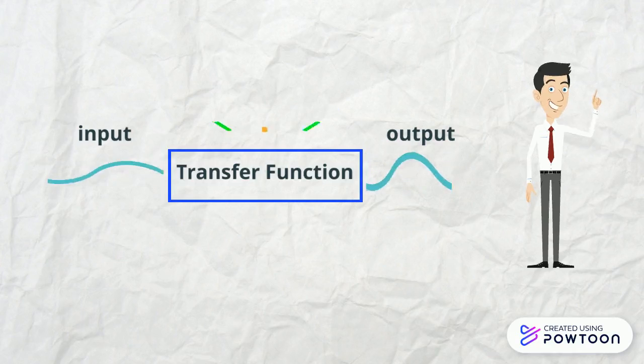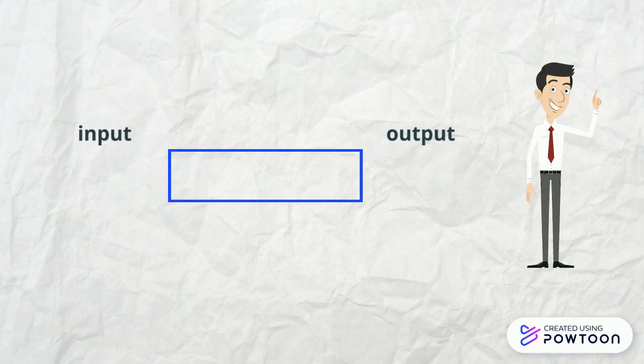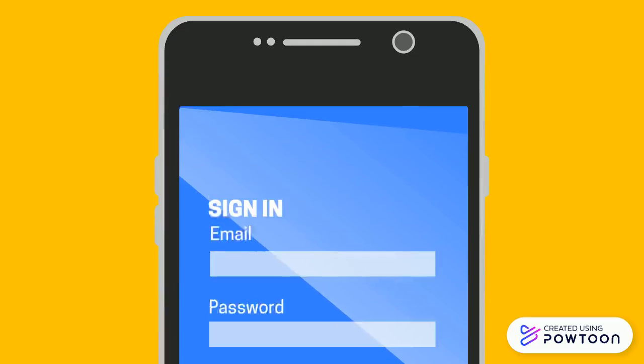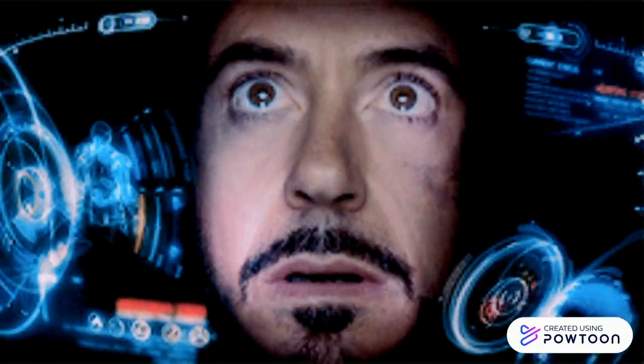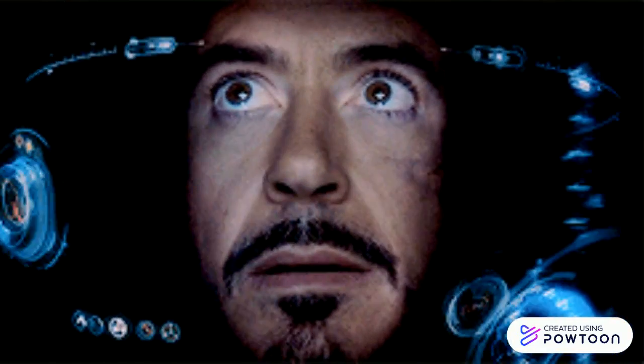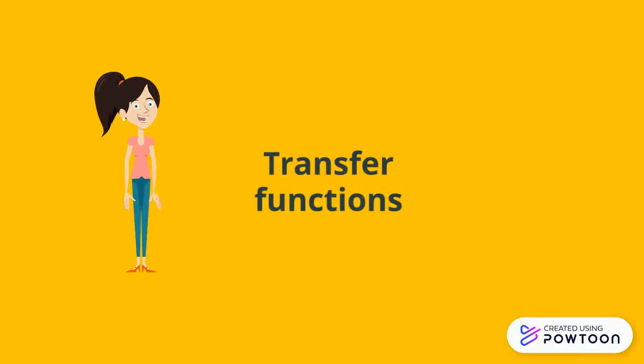Now let us consider an example. Let the magnitude of the input be equal to 1 and the transfer function be equal to 2. Then the output would be equal to 1 times 2, equal to 2. By the way, whether you're typing on your phone or scrolling on it, or Iron Man is flying with his suit on, there are transfer functions in all of them.